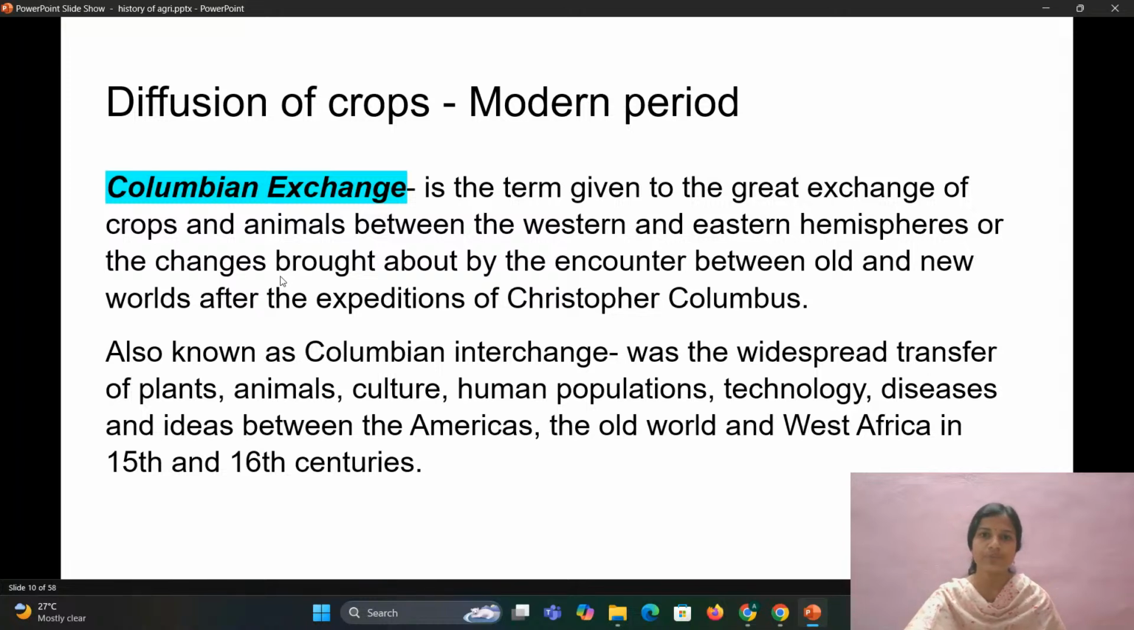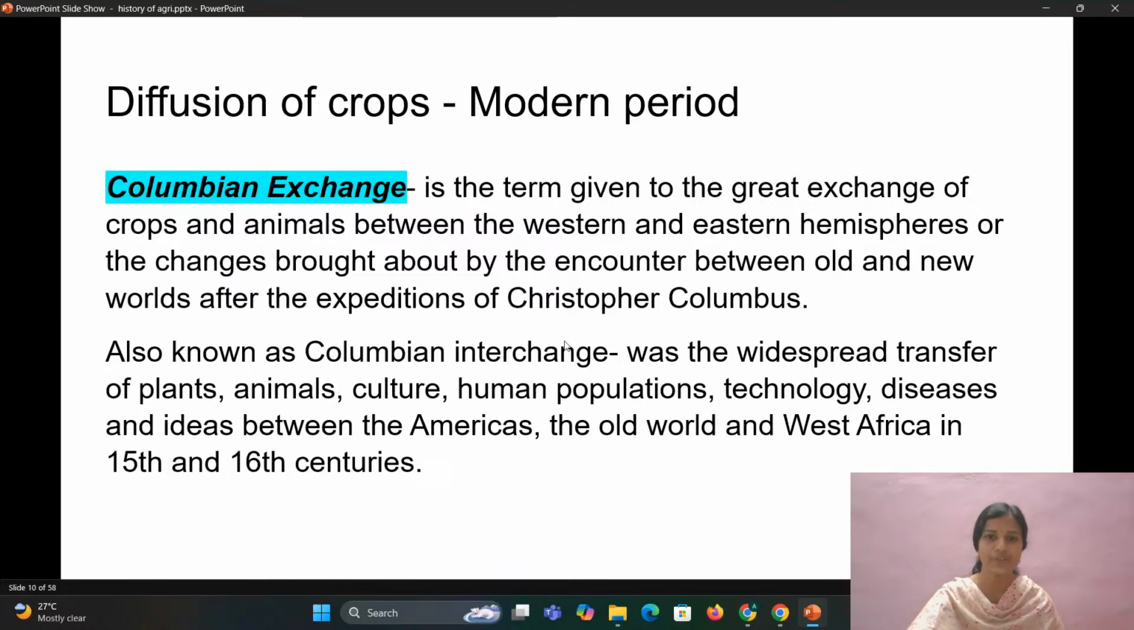So after the discovery of the Americas, after the discovery of various sea routes between Asia, Africa, Europe and the Americas, various crops grown in these particular regions were taken to other parts of the world. This migration or exchange of crops as well as animals between the western and the eastern hemispheres, or the changes brought about by the encounter between the old and new world after the expeditions of Christopher Columbus, is known as the Columbian exchange or Columbian interchange.